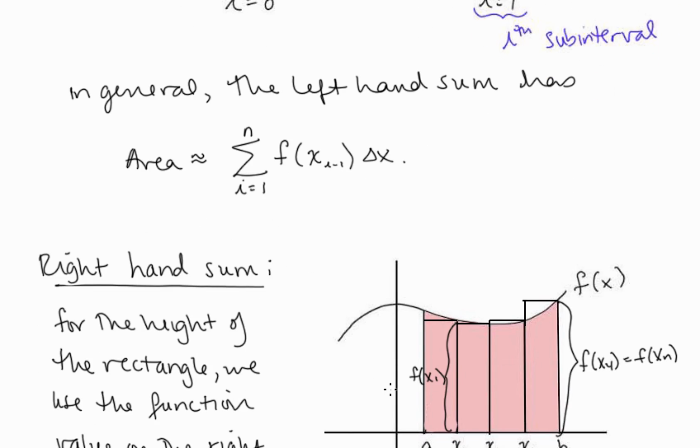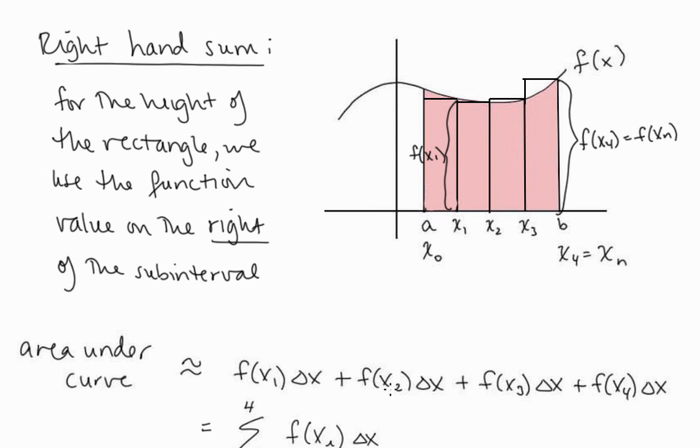Similarly, we could talk about a right-hand sum, where the height of the rectangle is given by the function value on the right of the subinterval. So now for the first subinterval, we're using f of x1, because x1 is the value on the right of the first subinterval. And then for the second subinterval, we're using f of x2 for the height of that rectangle. Then for the third, f of x3, and for the fourth subinterval, f of x4.